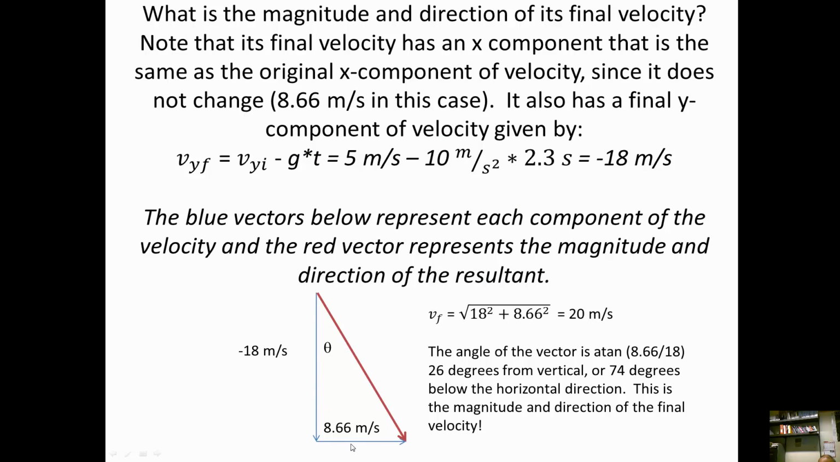And so I use SOHCAHTOA again. This angle here is the inverse tangent of the opposite side, which is 8.66 meters per second, divided by the adjacent side of this angle theta, which is 18 meters per second. If I calculate that, that gives me 26 degrees from the vertical. So this angle here is 26 degrees. Or if you'd rather measure the angle from the horizontal, which is where I'm pointing the arrow here, that would be 74 degrees. So now we've taken care of this entire problem.